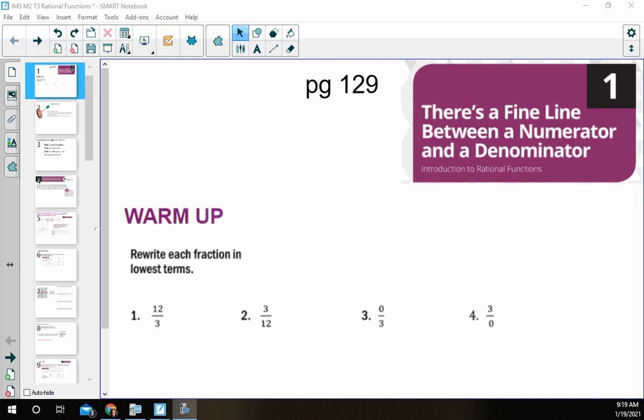All right, so in this video, we are going to be talking about what does it mean to be rational, what does a rational parent function look like. So the first thing is I want you to pause the video and simplify all of these warm-up questions. Please leave it in simplified fraction form. Pause the video and go ahead and simplify these warm-up questions.